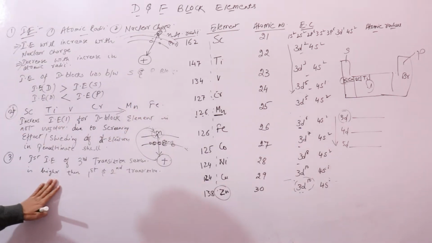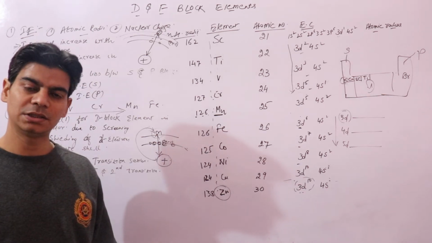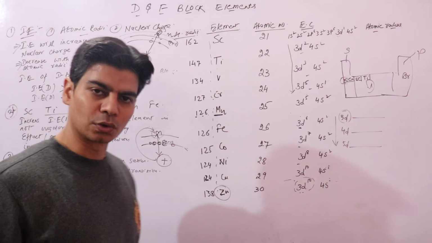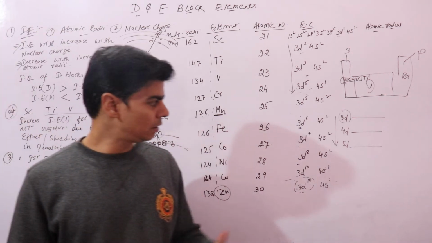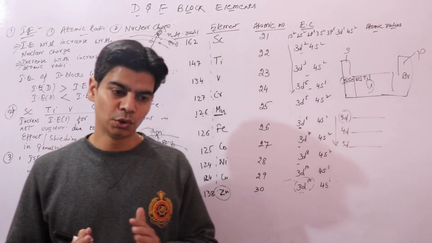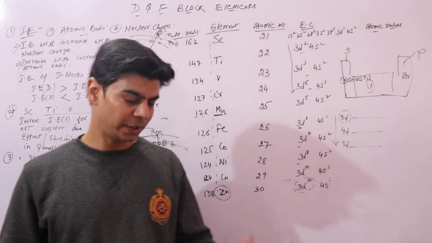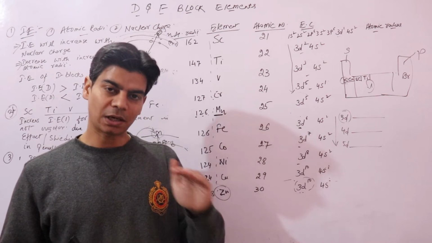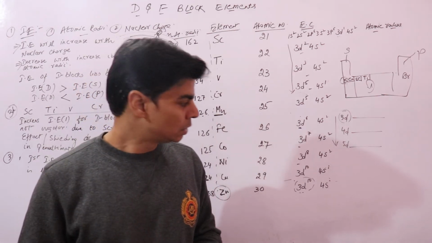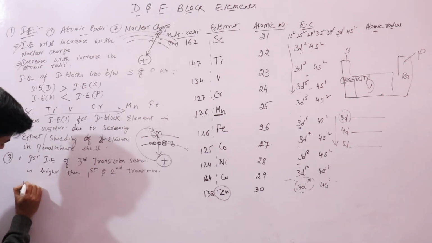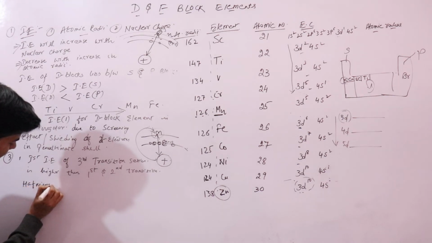Now the reason for this higher ionization energy of the third transition series is the presence of f electrons, right? Till the second transition series you would not be filling up f electrons, there are no f orbitals. So when you come to the third transition series you will start filling up f electrons. Let's take an example of an element of the third transition series. We'll start filling up f electrons from hafnium.